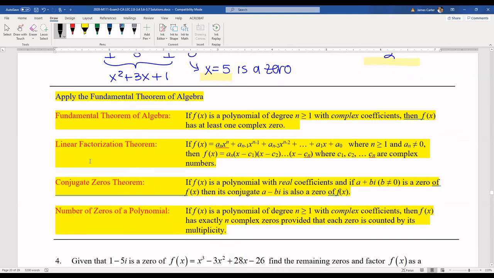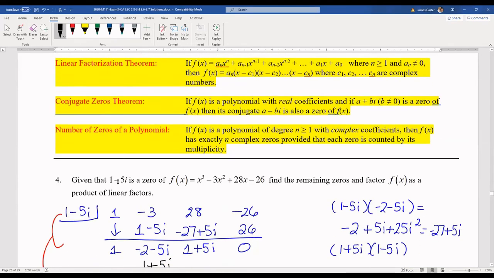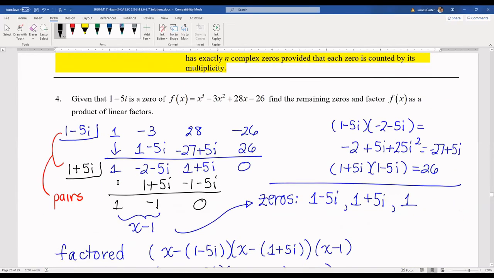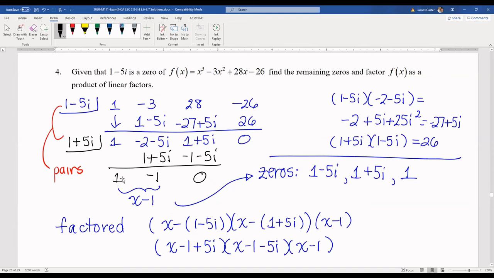Okay, we use the fundamental theorem of algebra, but we're not going to go through the technical language of it right now. So let's go through these.